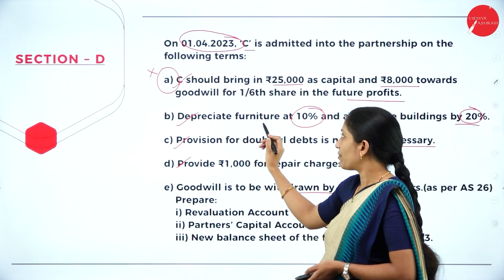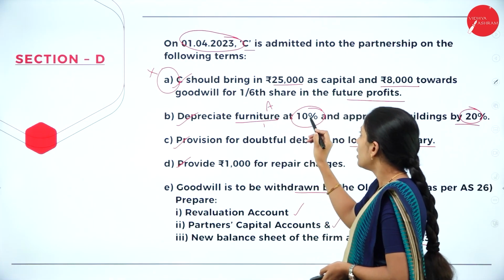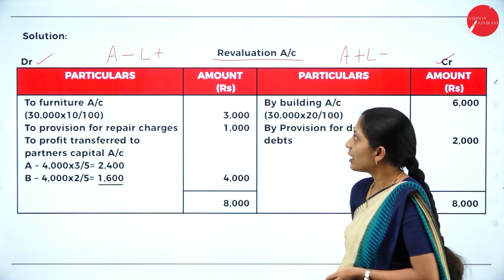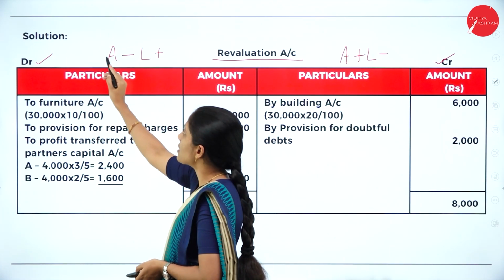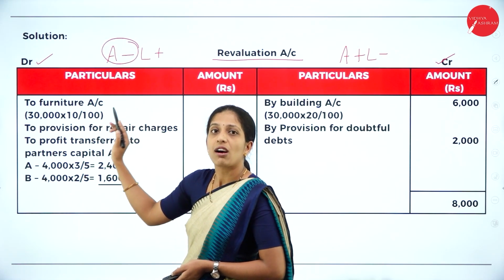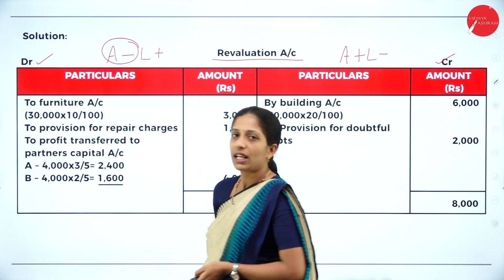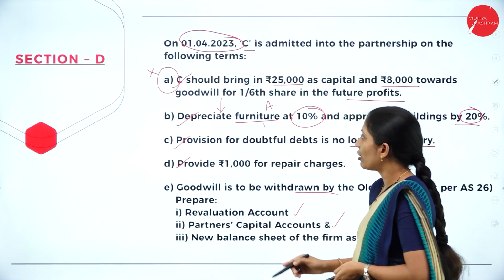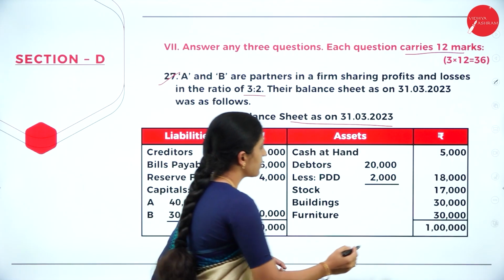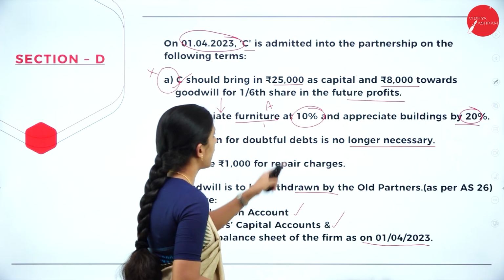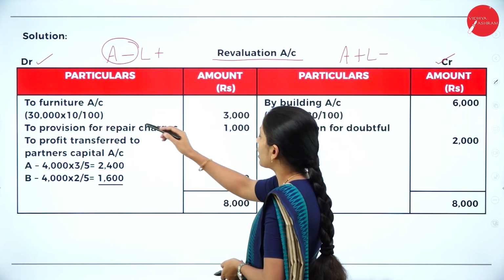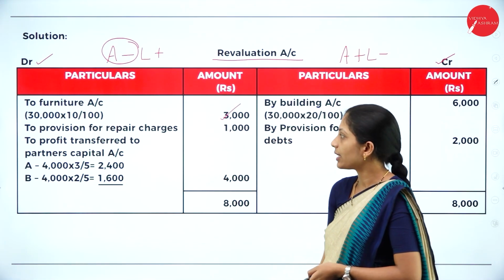Now, depreciate furniture. Furniture is what? Furniture is an asset. Depreciation means what? Decrease. Decrease in asset. Where do we record? If you see your revaluation account, A minus, decrease in asset. So, where do we record? In the debit side. So, how to record? To furniture account. What is the value of furniture? If you see the balance sheet, your furniture value is 30,000. And what is the percentage? 10%. So, to furniture account, 30,000 into 10%, that is 3,000.